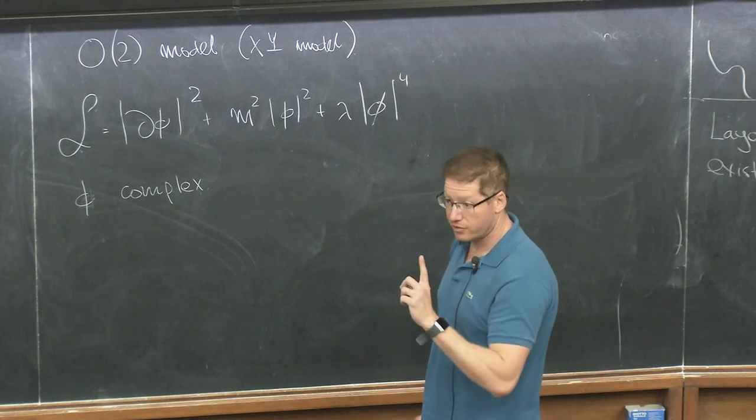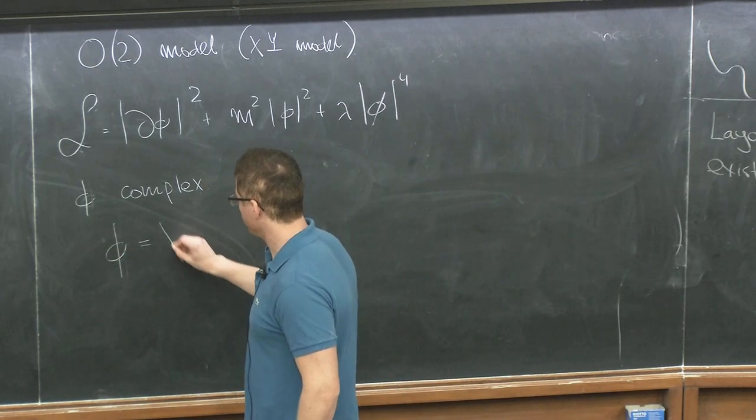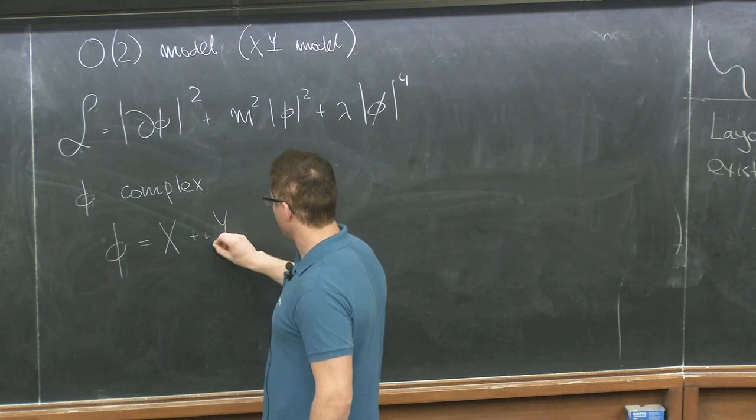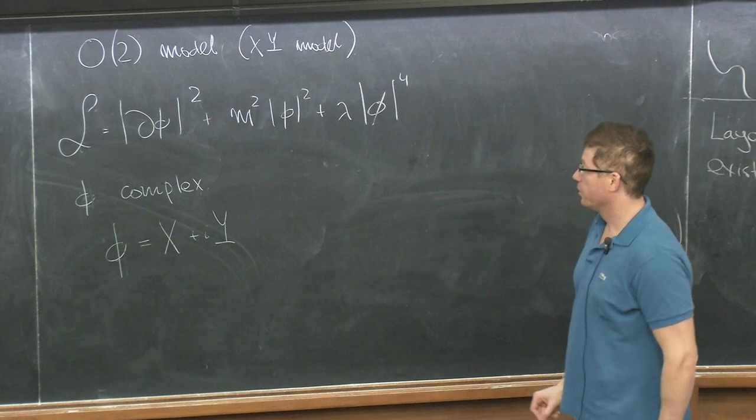Let me first tell you why it's called the XY model. It's because if you have a complex scalar field, you can decompose it like this, as a sum of two real fields, which are called X and Y. So that's why people call it the XY model.